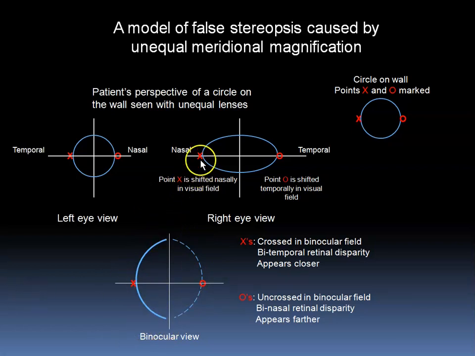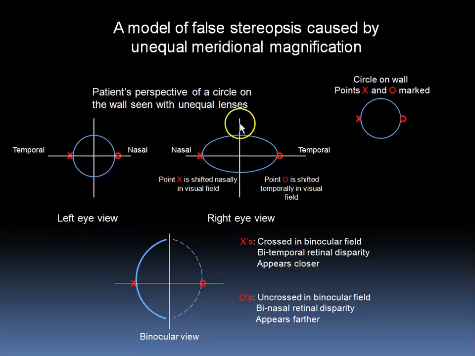This assumes that the bitemporal retinal disparity of X and the binasal retinal disparity of O are within an area called Panum's space, which is an area in which the brain is able to fuse them to create the sense of stereopsis. Should the disparities be beyond the capability in Panum's space, they would be seen as diplopia. The ability to fuse the images into a single stereoscopic image applies in the horizontal meridian.